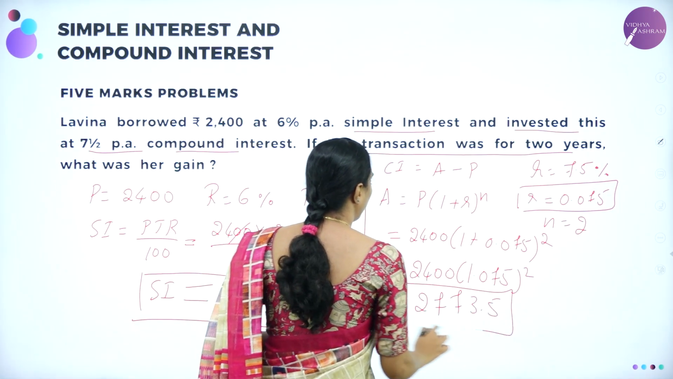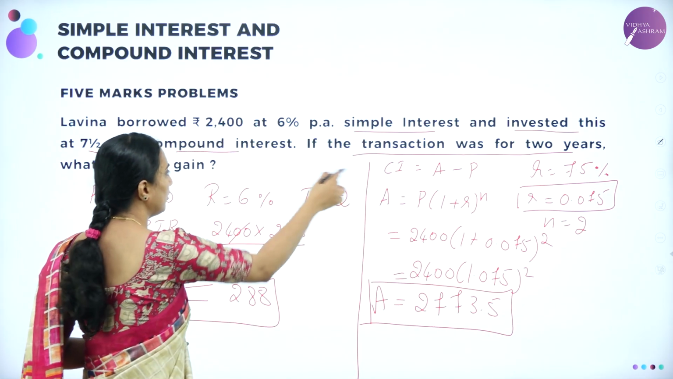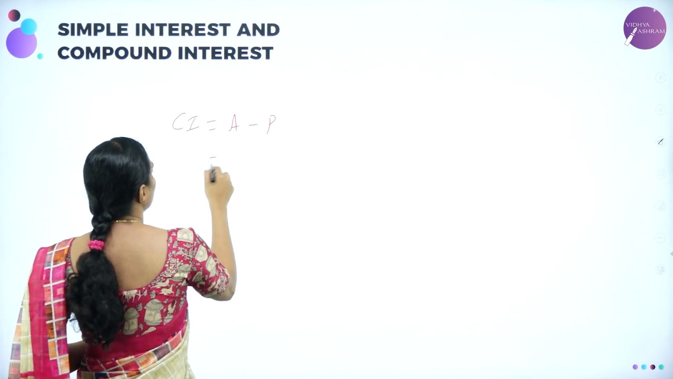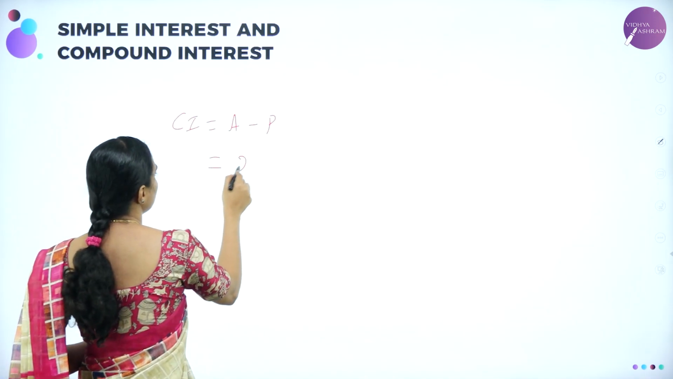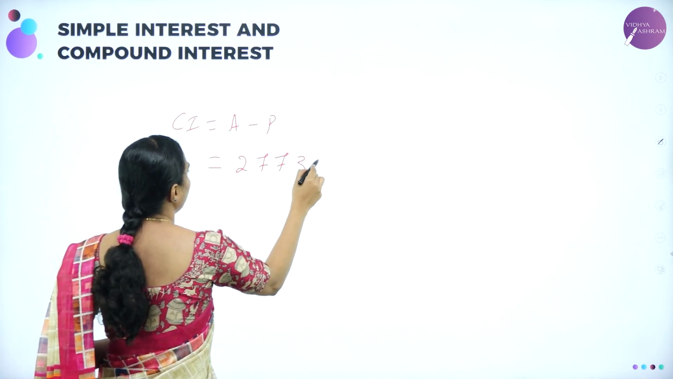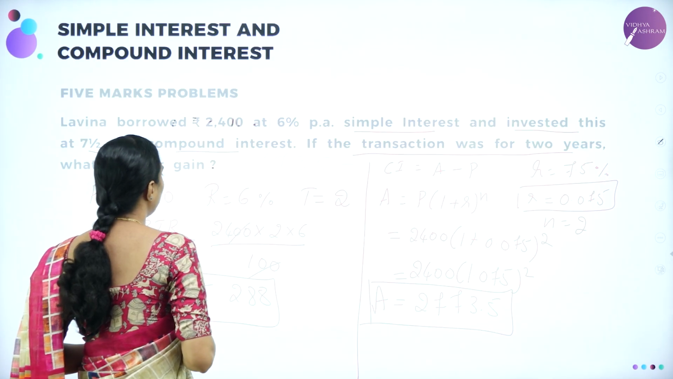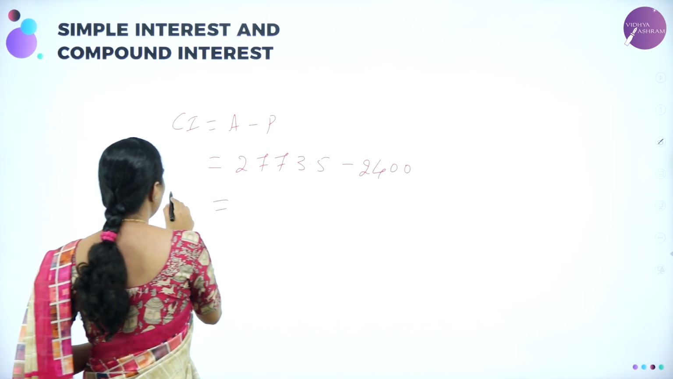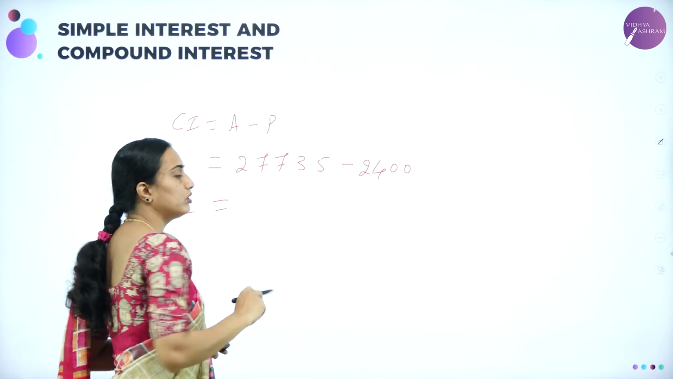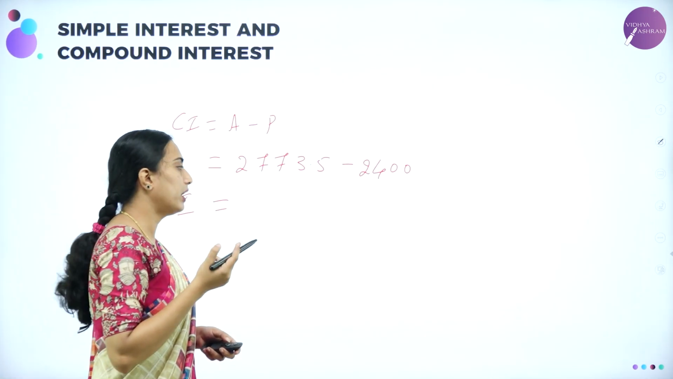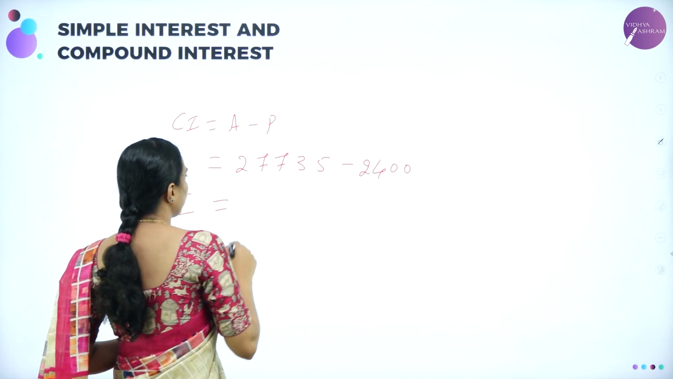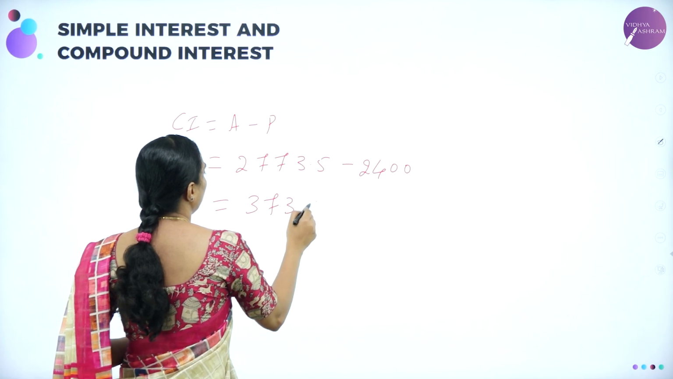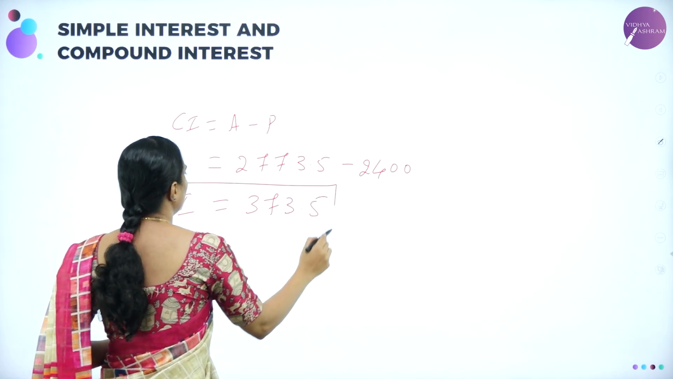Now I want compound interest. Compound interest is given by the formula CI is equal to A minus P. What is A? A is given by 2,773.5 minus P is nothing but 2,400. So the answer you are going to get for CI is equal to 2,773.5 minus 2,400, so this will be giving you the value 373.5. This is your compound interest.